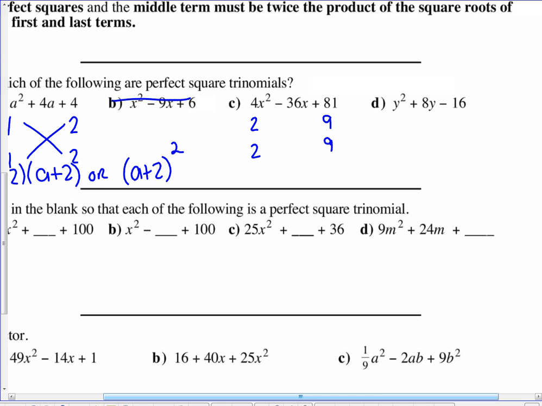So square root of 4: 2 and 2. 9 and 9. What would be the sign on the 9? Both of them would have to be negative because we want to add to negative 36. So negative 18 would be this diagonal, negative 18, and that adds to negative 36. Okay, so what would be the factored form? And then squared. We don't have to write it twice. We could just write the power of 2.